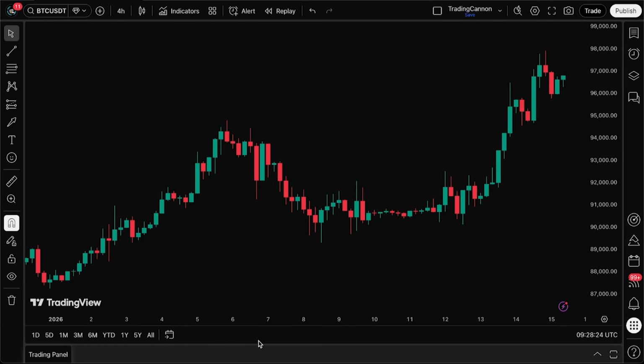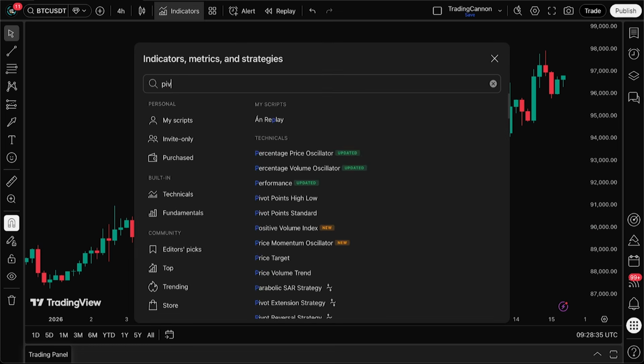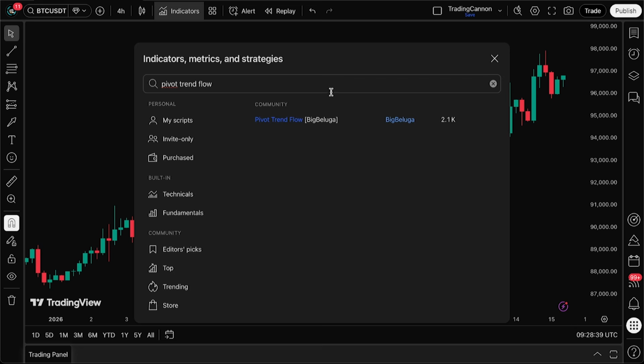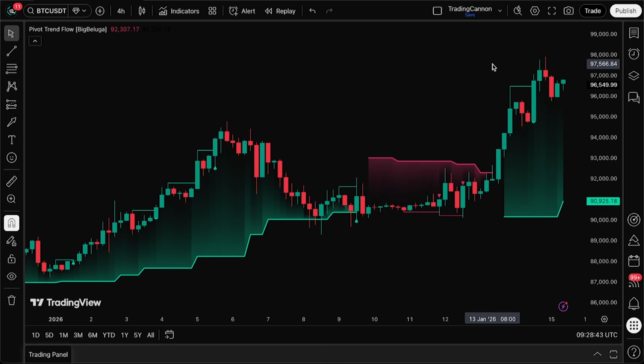Add the indicator. Setting this up is super easy. Here's the step-by-step. Log into TradingView and open a chart for your favorite asset. Click the Indicators button at the top. In the search bar, type Pivot Trend Flow BigBeluga. It should pop up as an open-source script. Add it to your chart.